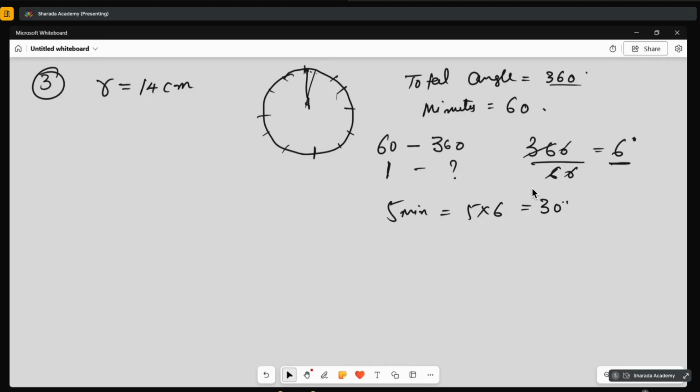He is asking, find the area swept by the minute hand in 5 minutes. So for 5 minutes, how much area will it take? 30 degrees is the theta. Understood? Anything they give, you can just multiply. Listen here. The whole total angle is 360 degrees. It is for 60 minutes. So for 1 minute, how much angle will it move? That is 6 degrees. Now I want the angle for 5 minutes. So 5 into 6, 30 degrees. Theta will be 30 degrees.